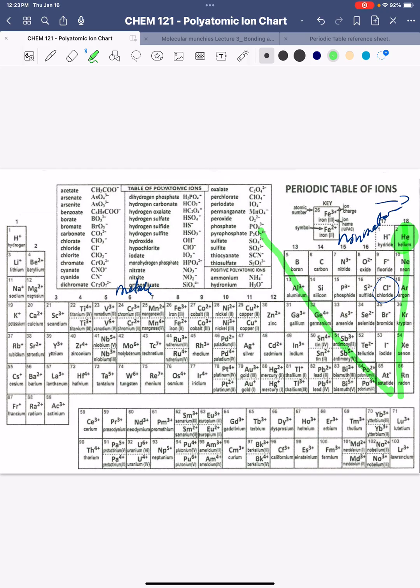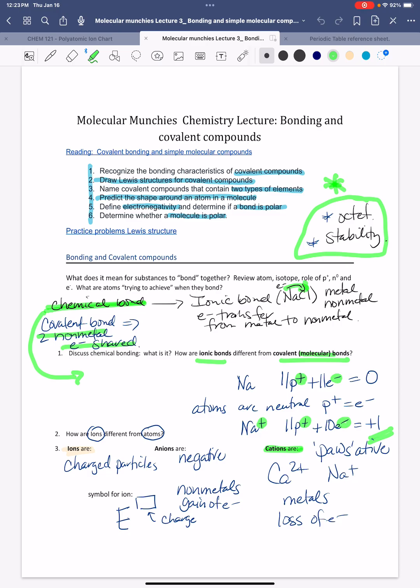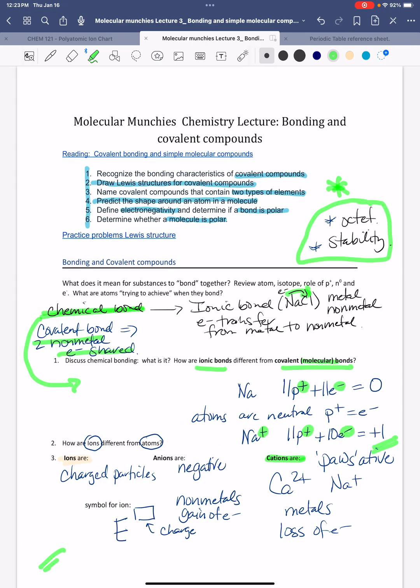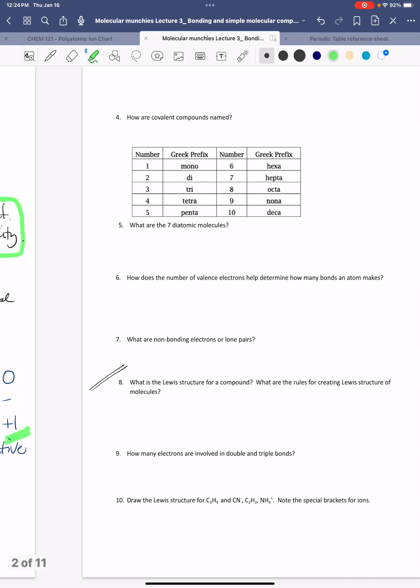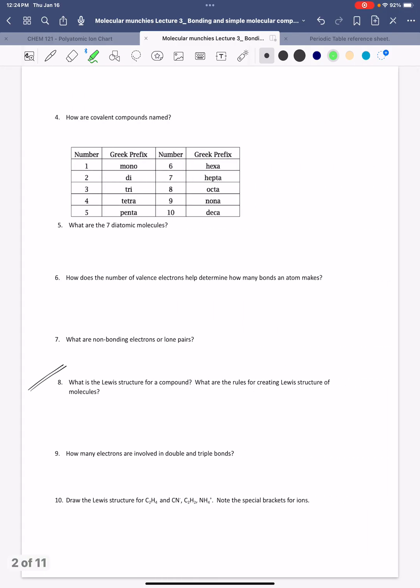These guys over here all lose electrons, and that's because they go back to the noble gas behind them. They are achieving an octet. They're doing it by loss of electrons rather than gain. So we can see that in the periodic table. Okay, we're going to put ions down for a bit, and we will come back to them later. Just wanted you to have that rudimentary knowledge. We're going to move into covalent compounds, okay?